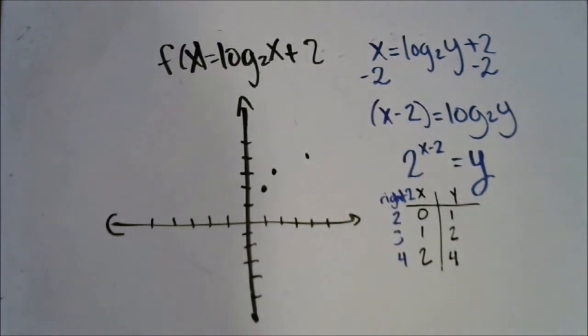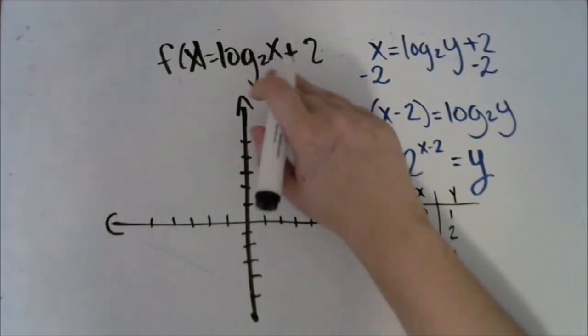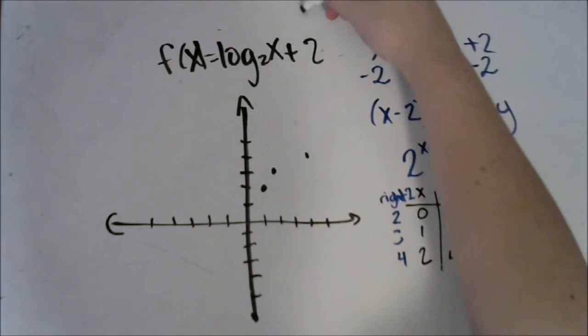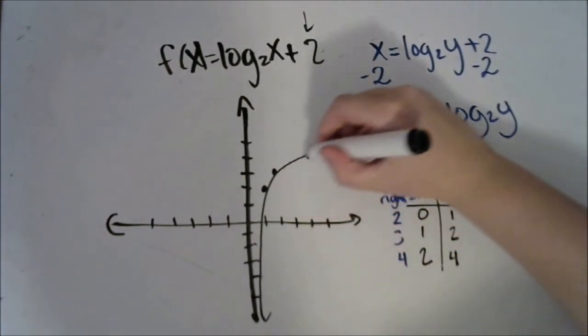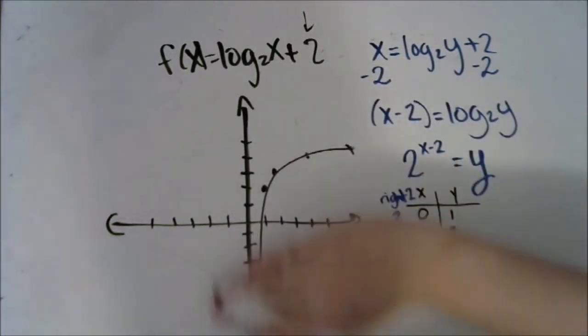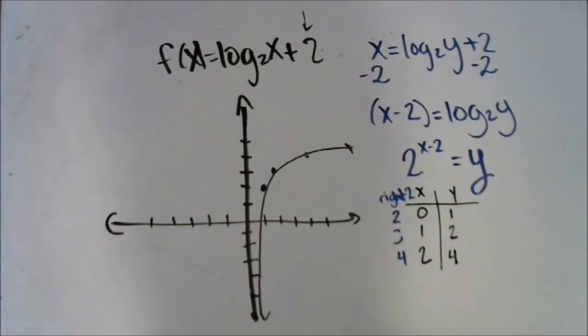Where's my asymptote? Now a log normally has an asymptote at the y-axis. When you shift it left and right, it's no longer at the y-axis. But this shifts the log up. So I should still have an asymptote in the same position, because moving a y-axis up and down doesn't change its position.